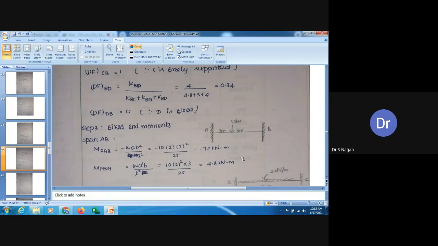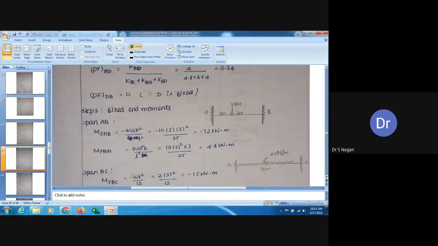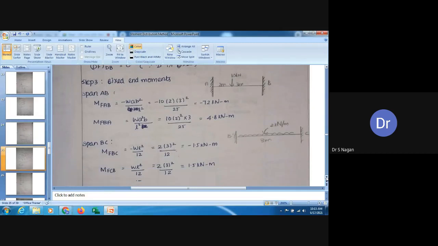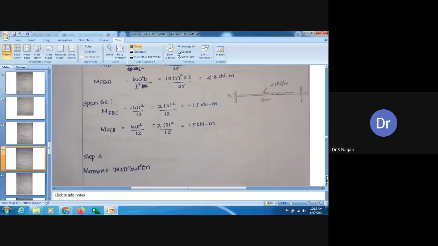Have you all calculated the fixed moments? Please check whether you are getting this. Minus WAB squared by L squared, plus WA squared B by L squared for AB, and for BC, minus WL squared by 12 is M of BC and M of CB will be plus WL squared by 12, which will be minus 1.5 kilonewton meter and plus 1.5 kilonewton meter. And in span BD, there won't be any moment because there is no load.